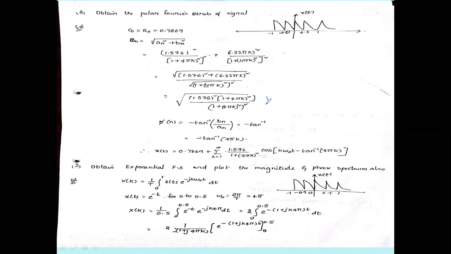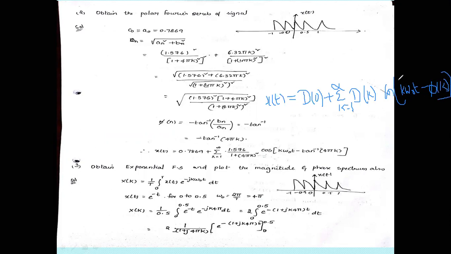See, what is the equation here? x of t is equal to, in the polar Fourier series, d of 0 plus sum of k equal to 1 to infinity d of k cos k omega naught t minus phi of k, where d of 0 is a of 0 and d of k is the magnitude from a of k and b of k, and phi of k is the phase angle.